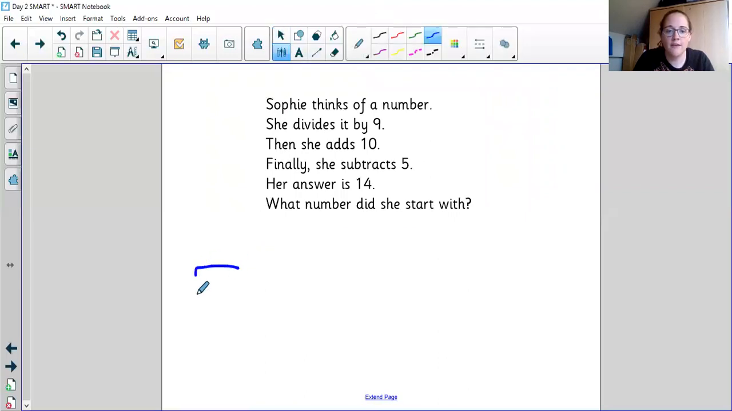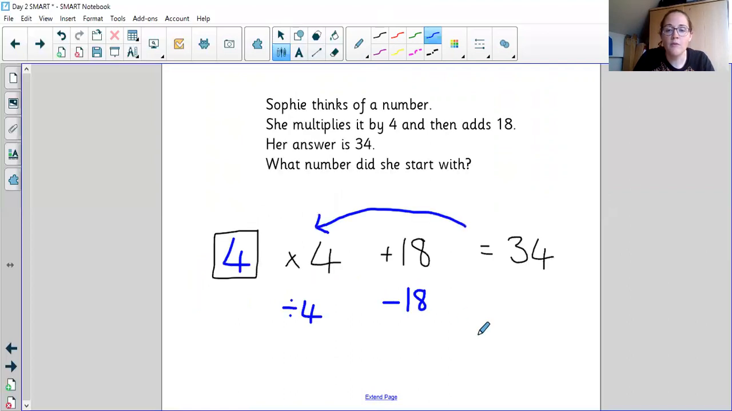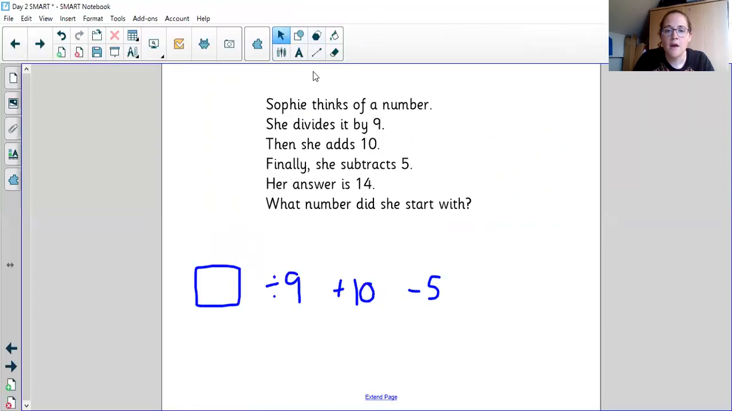Okay. So Sophie thinks of a number. So here is Sophie's number. What am I going to do next? I'm going to write, she divides it by 9. Then she adds 10. Then she subtracts 5. That's different to the one before because the one before only had 2 steps, whereas this has got 3 steps. Okay, her answer is 14. Put a little equals there.